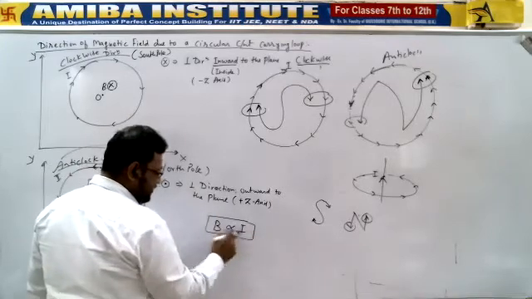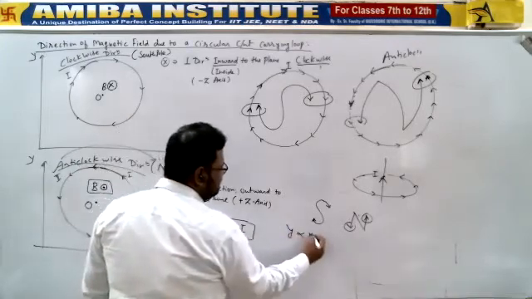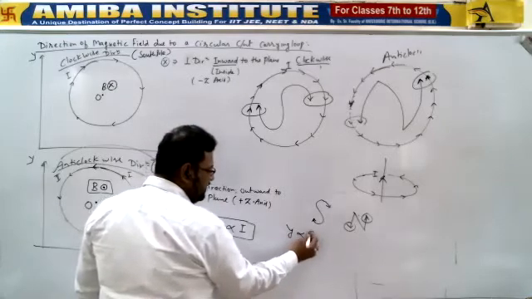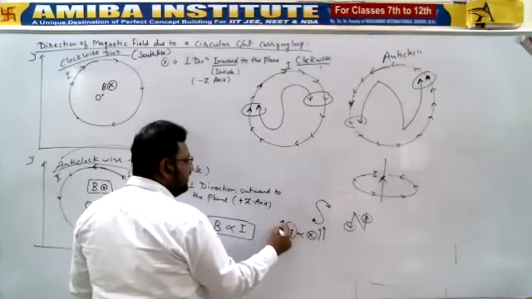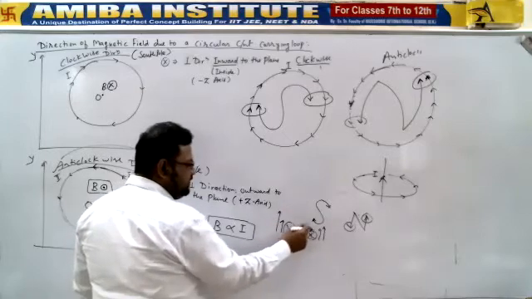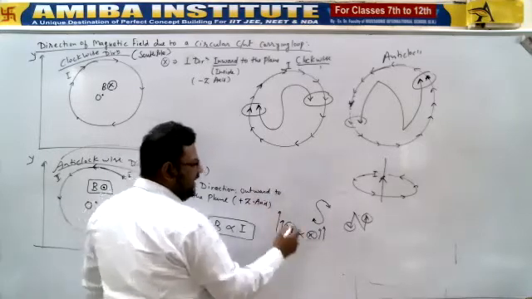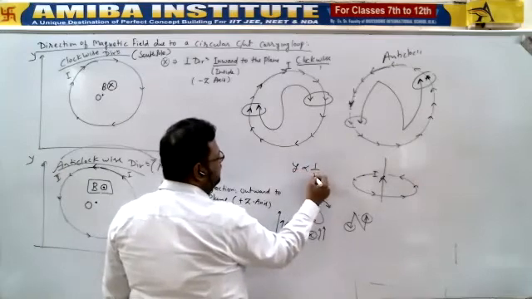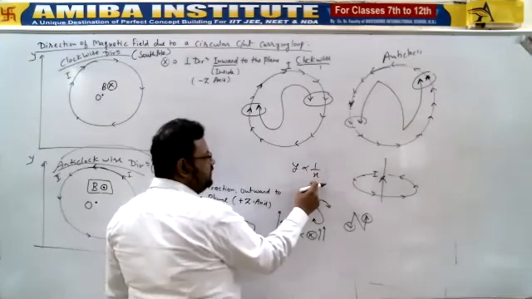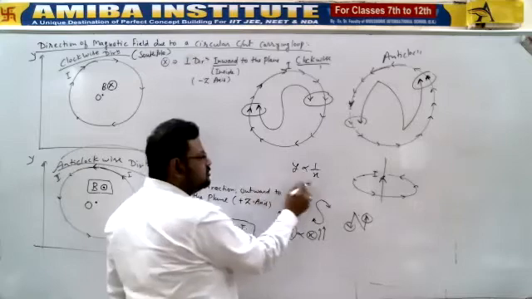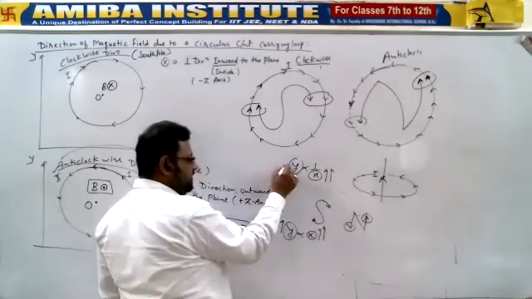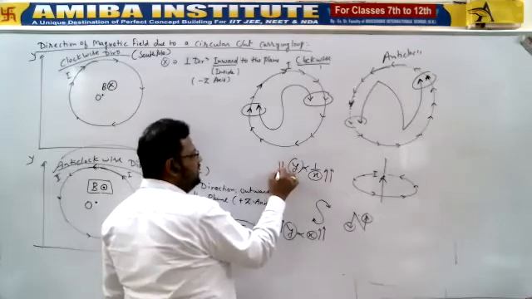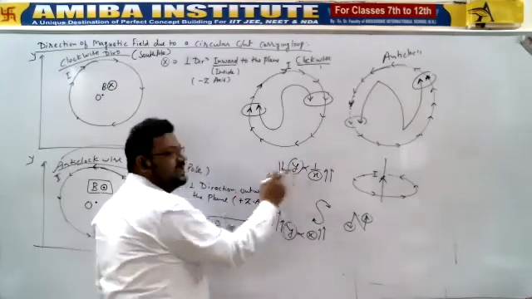Whenever this kind of relation comes, y directly proportional to x, so if this quantity is increased, in the same manner, the quantity which is depending on it will also increase. And whenever this kind of relation comes, y directly proportional to 1 upon x, it is an inverse relation. So if the denominator quantity increases, then the other quantity depending on it will decrease. That's why this is an inverse relation.